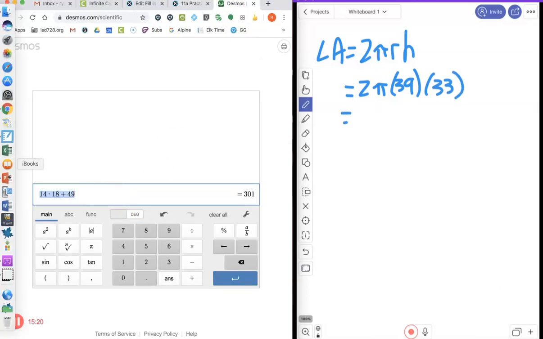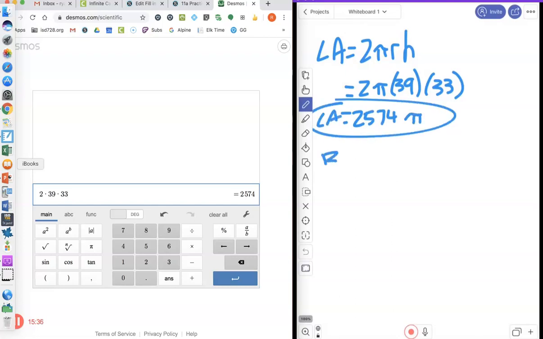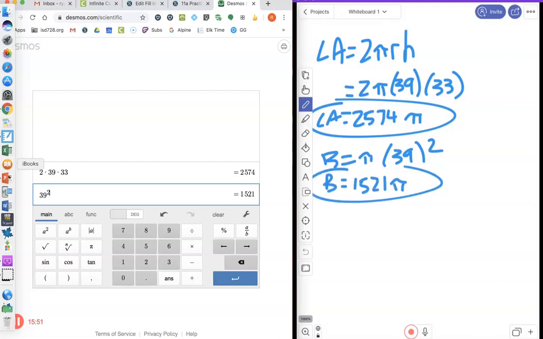So we have 2 times 39. We're doing this in terms of pi again, times 33. 2 times 39 times 33 is 2,574 pi. That's LA. B is pi r squared, pi times 39 squared, and 39 squared is 1,521. That's the area of one base. We need to double that to figure out both of them together. We'll come back to that number in just a second.